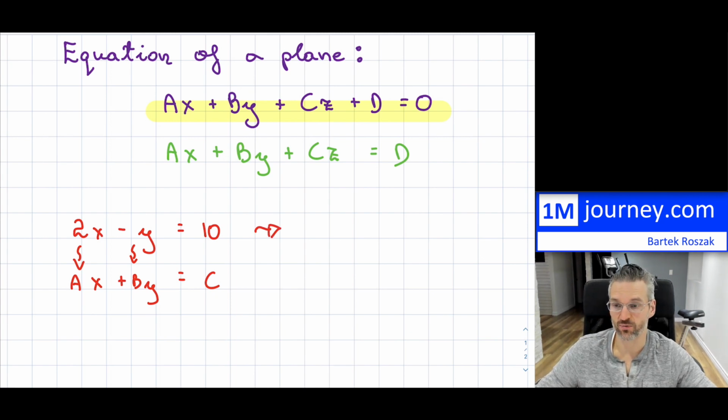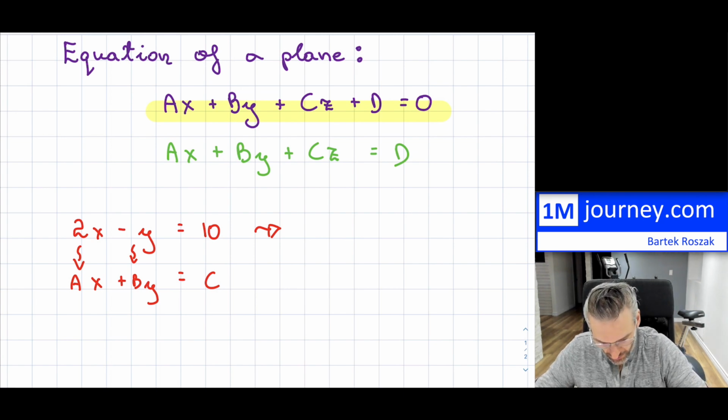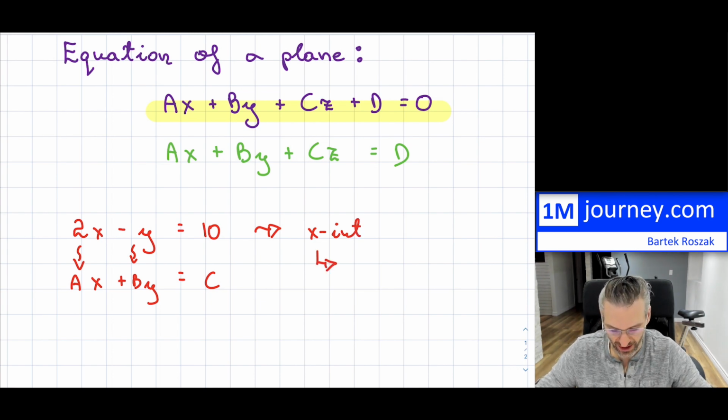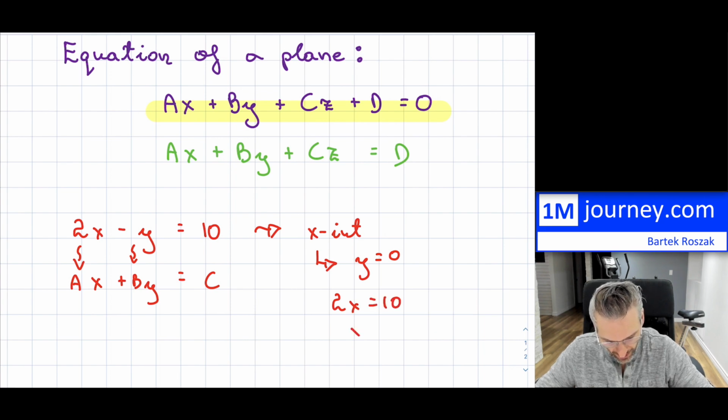You can just find the x and y intercepts by plugging in zeros. For example, if you wanted the x-intercept, we would set y equal to 0. That would give 2x is equal to 10, which gives x is equal to 5. So our x-intercept would simply be (5, 0).